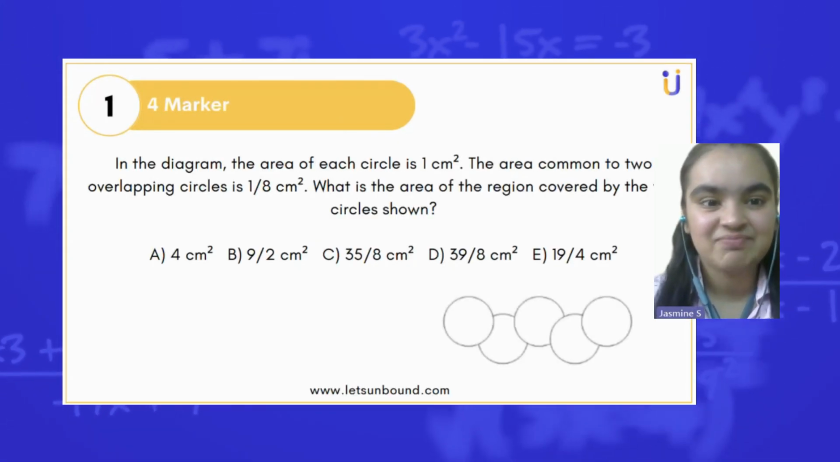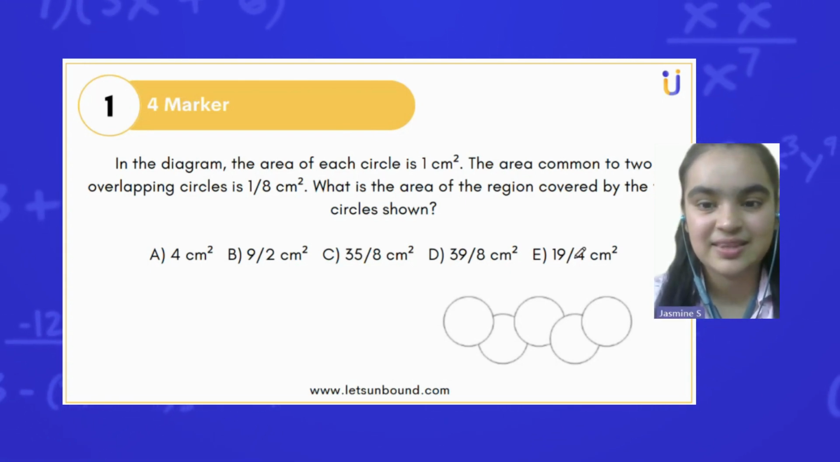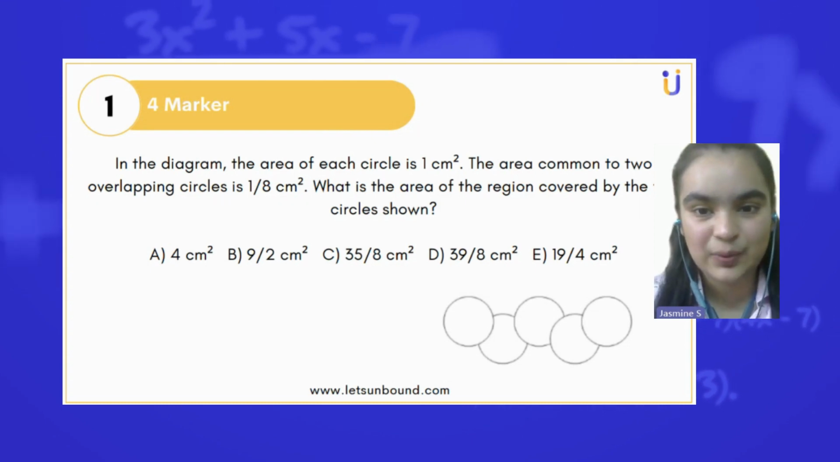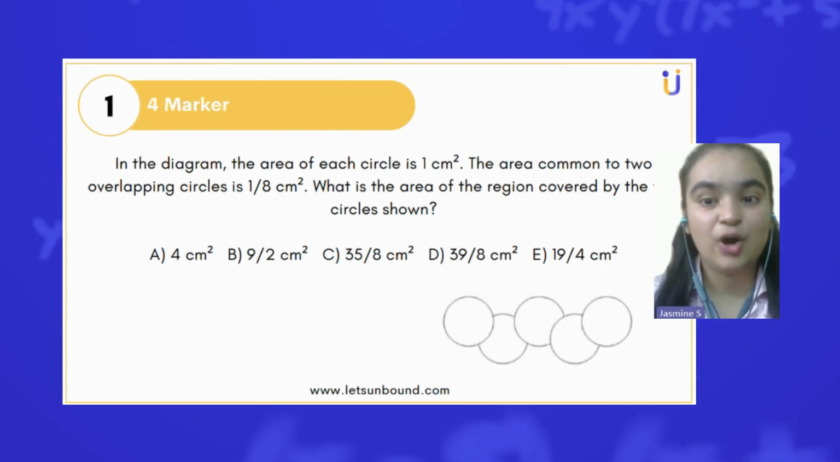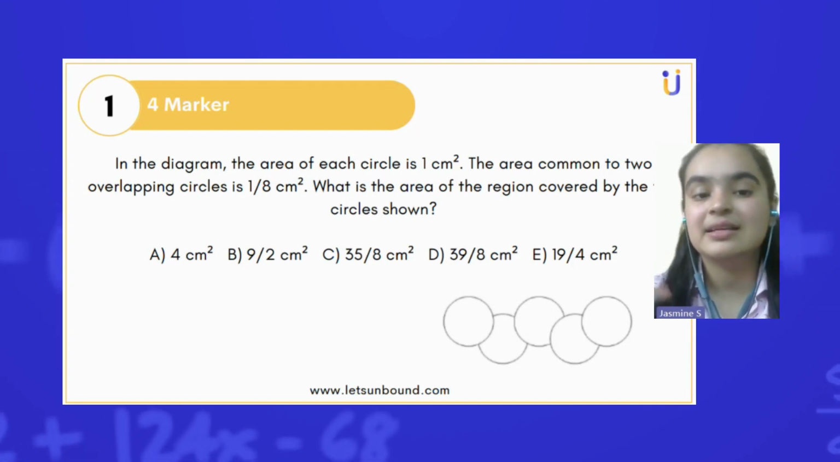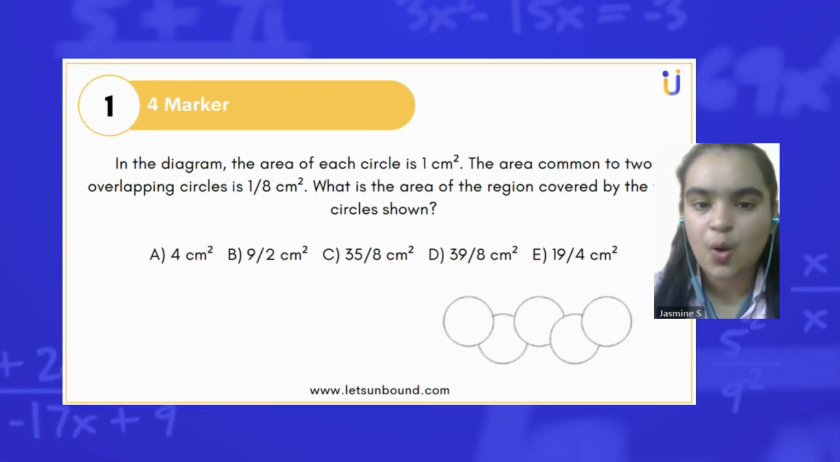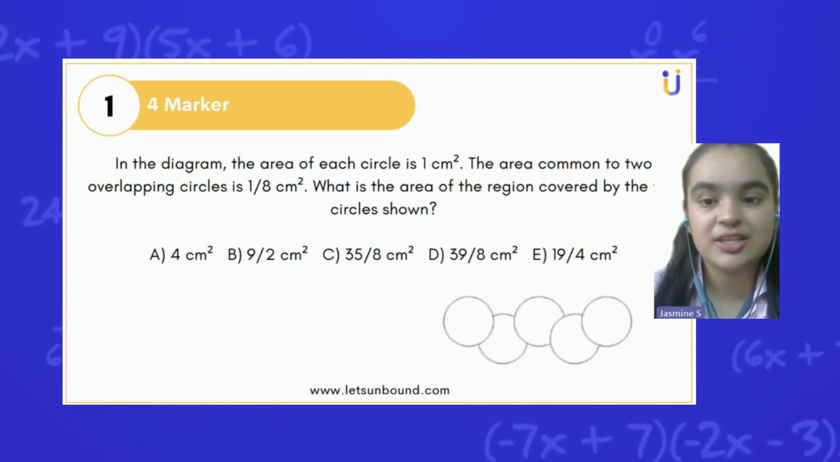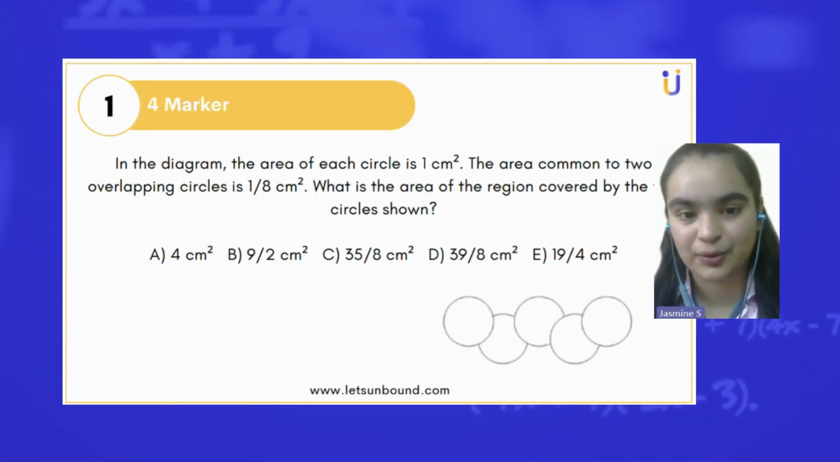Here is the question. In the diagram, the area of each circle is 1 centimeter square. The area common to two overlapping circles is 1/8 centimeter square. What is the area of the region covered by the 5 circles shown?